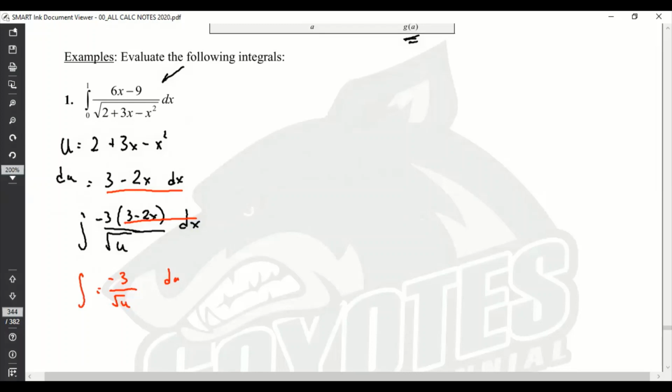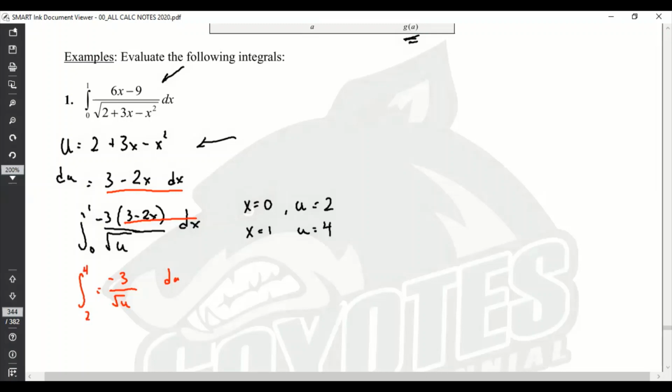We still need to look at what happens to 1 and 0, but remember that that's in terms of x. So if we say, if x is equal to 0, what happens to u? We look at this new equation that we've made. If x is equal to 0, then u is equal to 2 plus 0 minus 0, so u is equal to 2. If x is equal to 1, then u is equal to, and we do that calculation again, 2 plus 3 minus 1, which is 4. So our 0 is replaced with 2, and our 1 is replaced with 4.